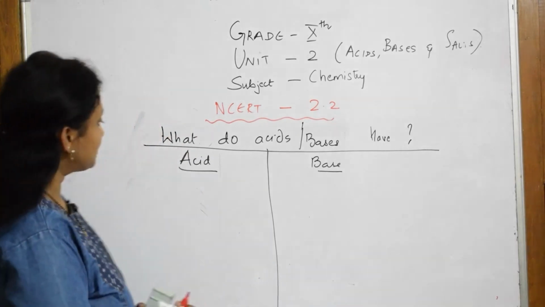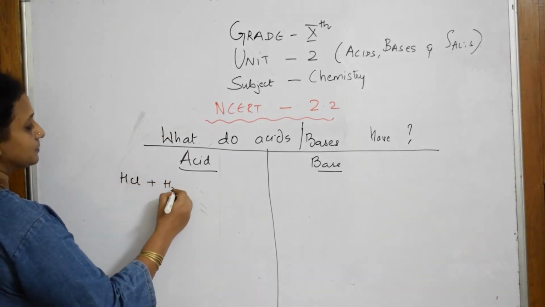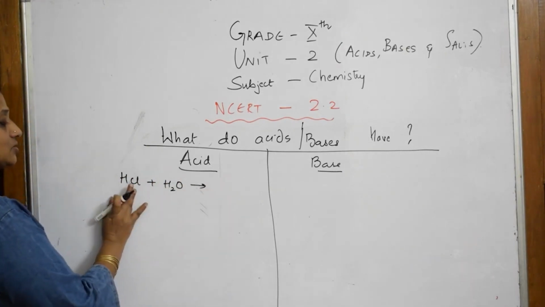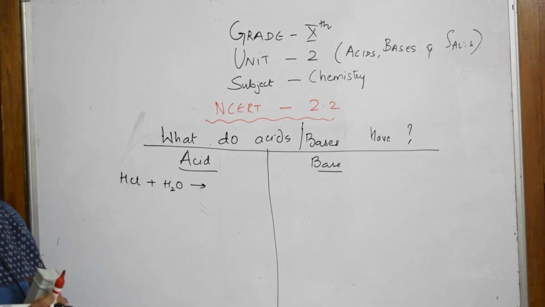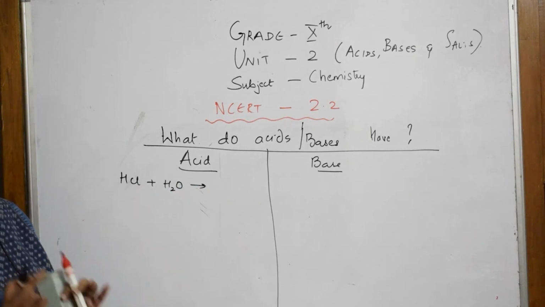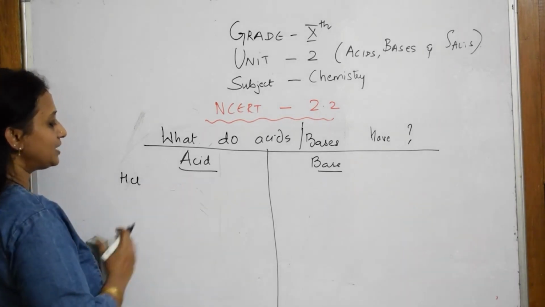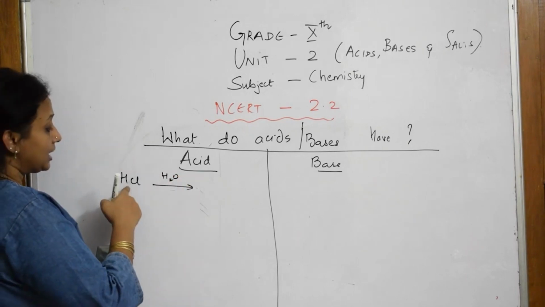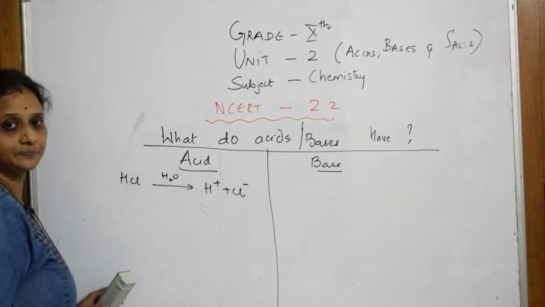We'll see. Suppose I take HCl as an acid and dissolve it in water. What will I get? When you dissolve an acid in water, it will immediately break up into two different ions. So here this water is a part of it. Let us write on the arrow, it is dissolved in water. It will break up into two ions, H+ ion and Cl- ion.